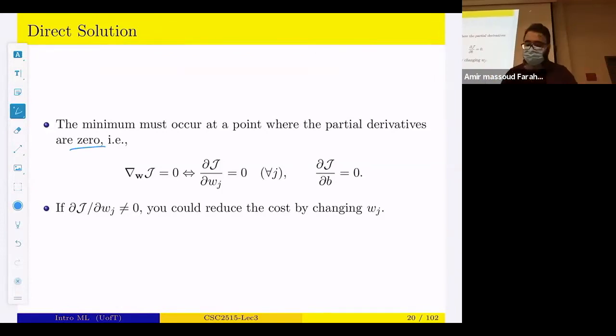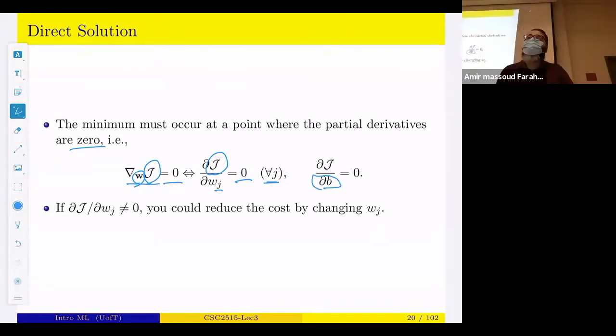That's easy to verify. So we compute the gradients of the cost function with respect to weights w and equate it to 0, which means that if we want to write it in a more expanded form, it would be the partial derivative of J with respect to all weights w_j, for all j's, that should be equal to 0, and the same for the bias term.